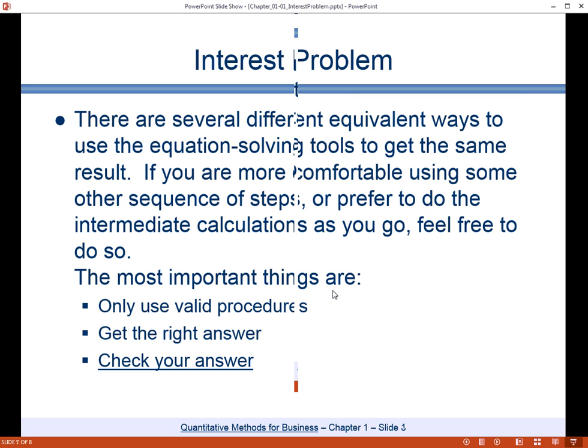The important thing is, only use valid procedures. Only use those procedures that are listed that say here are the things that you can do with an equation without changing the equation. Okay, you can add or subtract the same thing from both sides. You can use the distributive property. You can use the associative property. You can multiply or divide both sides of the equation by the same thing. The only thing you have to be careful of is you can't divide by 0. And if you're dividing by something that's got an x or a y in it, make sure that there's no way that the piece you're dividing by can be 0. So use valid procedures, get the right answer, and check your answer.